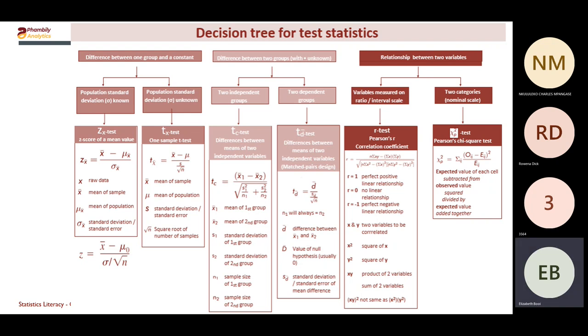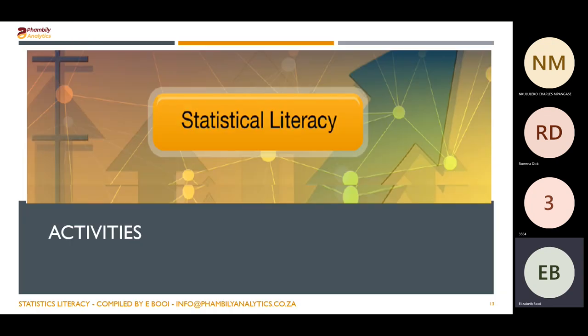If you are testing two categorical variables, which are nominal variables, let's assume that, then you're going to use a chi-square test, which tests two categorical variables. And you're going to use that formula to calculate your test statistic. And that concludes my introduction to statistics. We have barely scratched the surface.